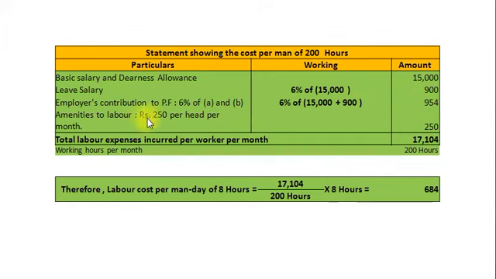Amenities to labor, rupees 250 per head per month fixed. And total labor expenses incurred per worker per month, rupees 17,104. Total working hours per month is 200 hours.